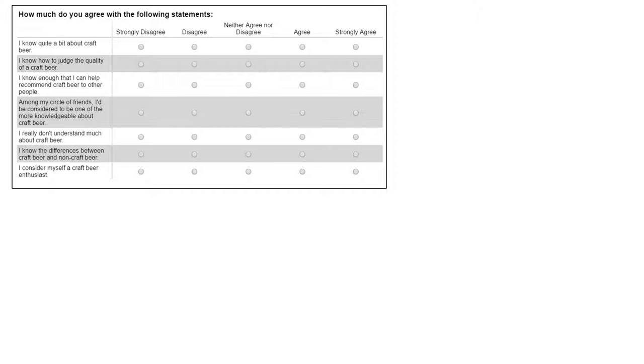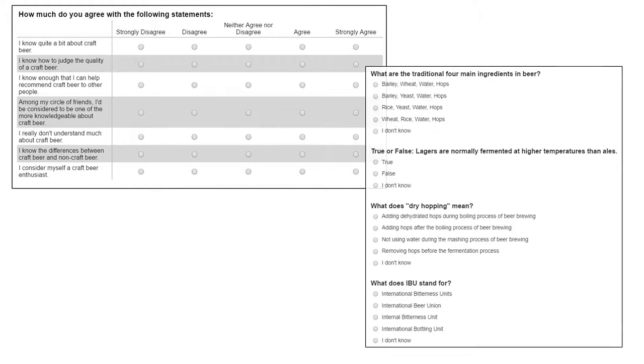If we wanted to measure objective knowledge about craft beer, we'd have a variety of different ways to do it. But one way we might do it would be very similar to the same way that a professor tests you to demonstrate how much objective knowledge you have about a course topic. We'd give them a quiz. Here's a 4-question beer quiz. What are the traditional 4 main ingredients in beer? Do you know what the answer to this one is?